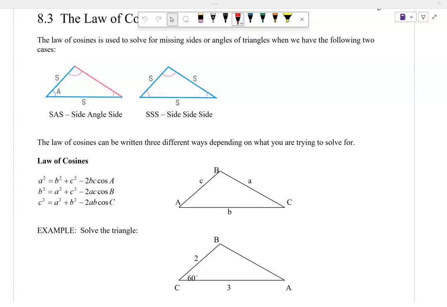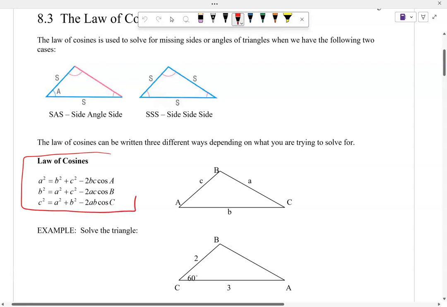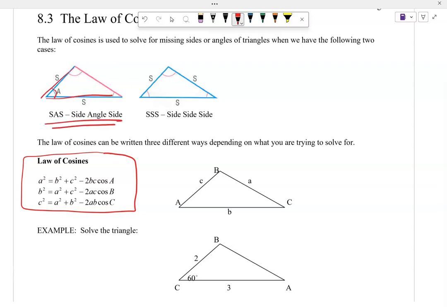Today we're going to do law of cosines. This is the law of cosines right here. And they apply to situations where I have a side, an angle, and a side. So side, angle, side. And then a side, side, side. So if I'm given three lengths of a side, that's when you want to use law of cosines. The nice thing, there's no ambiguous case to the law of cosines locally. And so it's pretty straightforward.